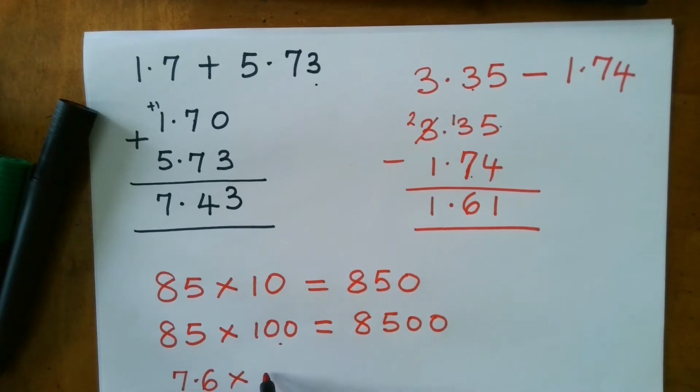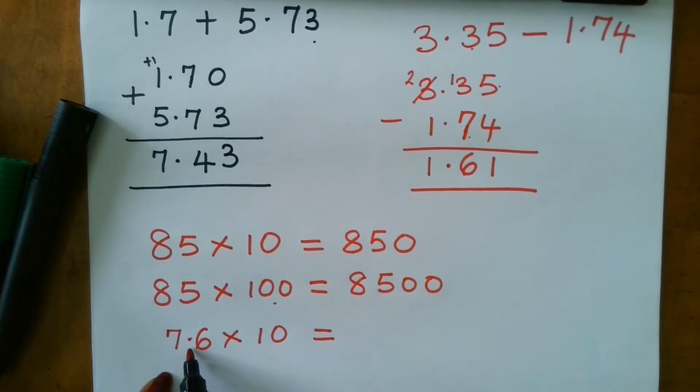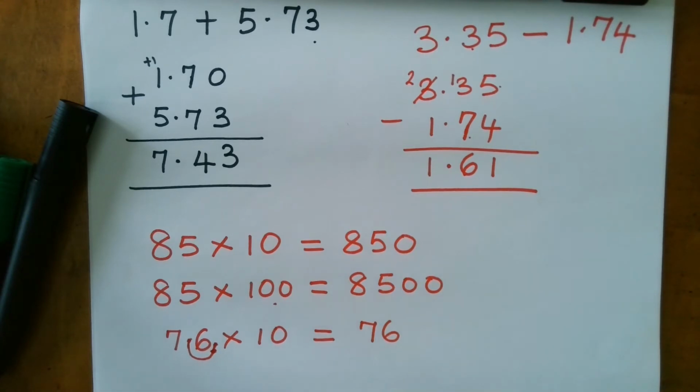Now, if I've got 7.6 multiplied by 10, because I've got a decimal, what I need to do is move the decimal point to the right. When you're multiplying by powers of 10, you have to move the decimal point to the right. So I'm going to move this to the right. My decimal point is here now, so that would be 76.